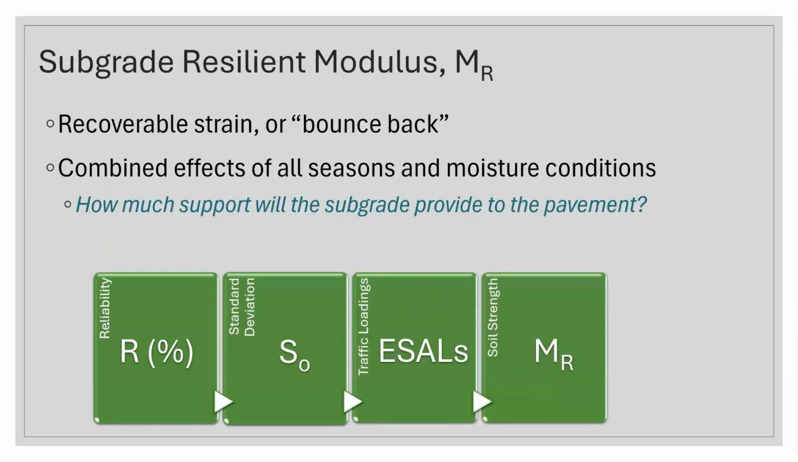And then resilient modulus of the subgrade. This is that recoverable strain or the bounce back, how much it will recover every time a load goes over it, how much does it rebound? So it takes not only that into effect, but also moisture conditions, seasonal effects, and gives us a general value that will describe how much support that subgrade is going to provide to the pavement layers.